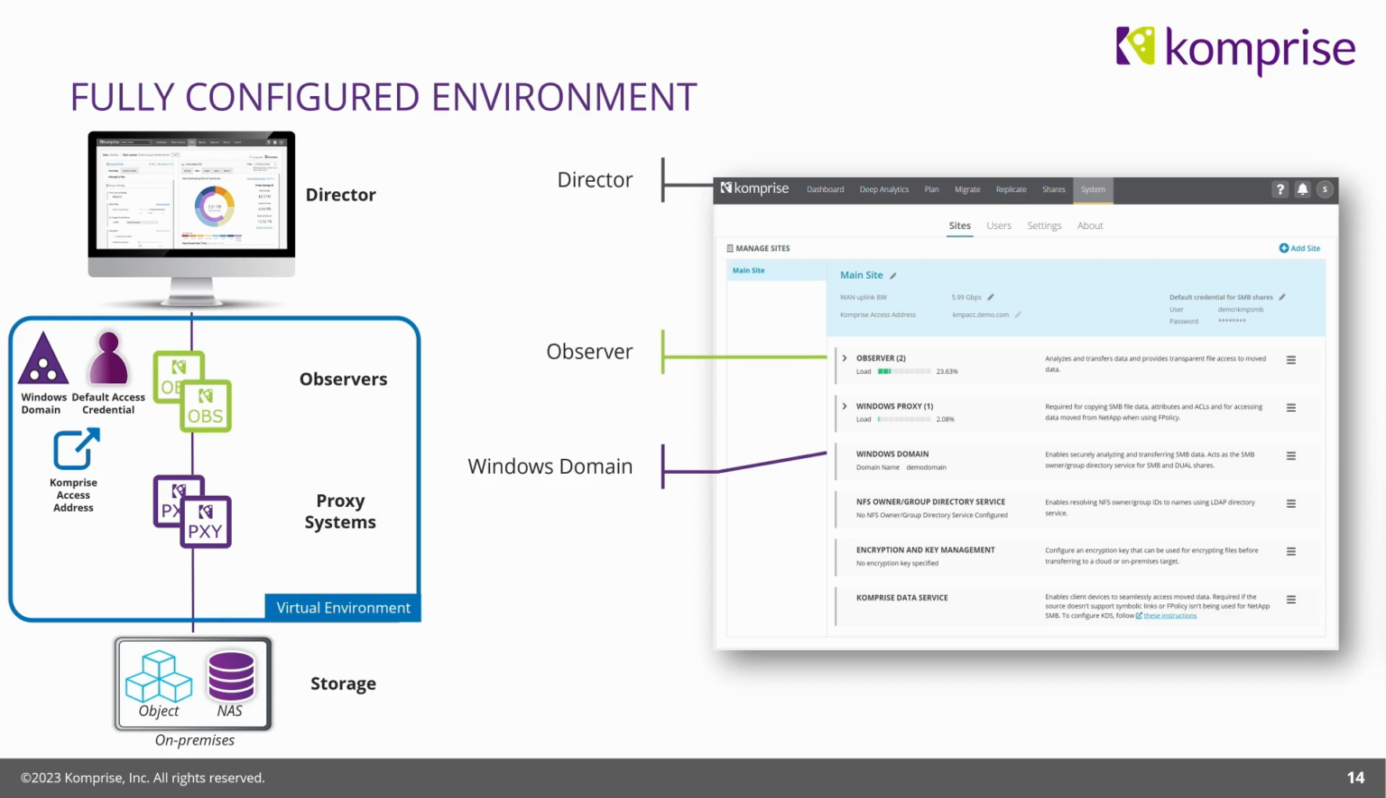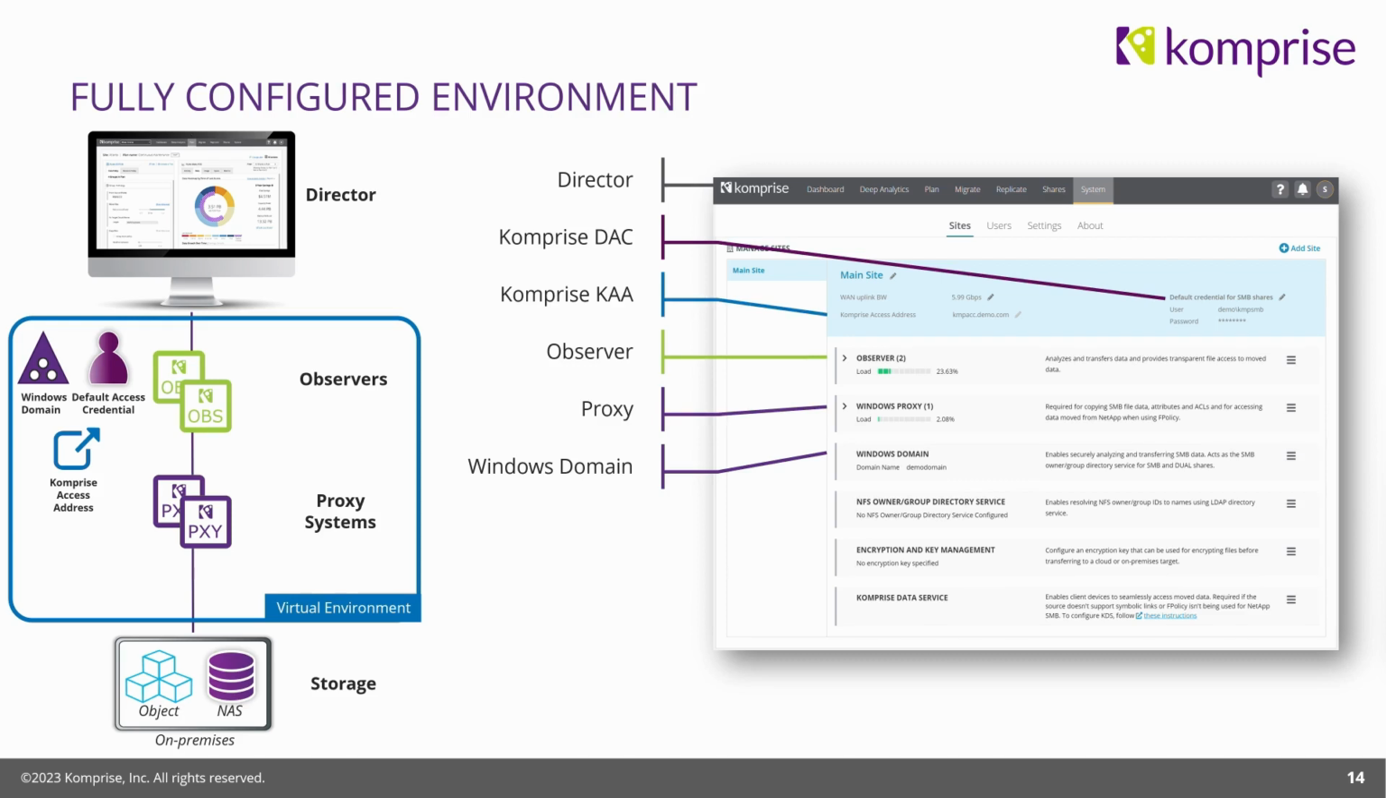The next step would be configuring the default access credential, and we do this in the upper right. This is that service account that we request that we use to be able to mount shares and work with them. Next, we're adding the proxy systems on the Windows servers. And lastly is configuring the Komprise access address with a fully qualified name and not the IP address.